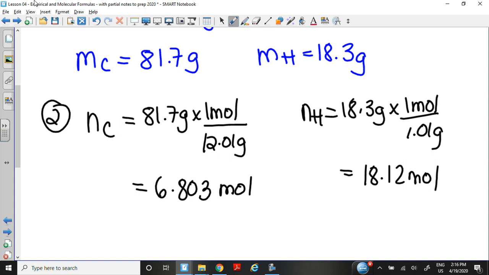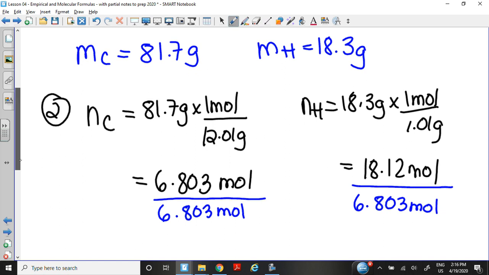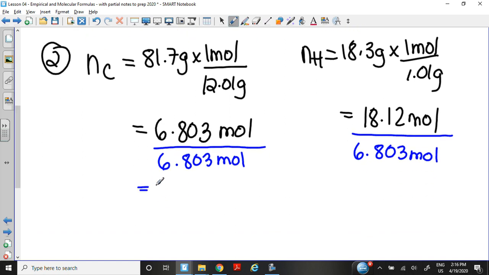Now what we're going to do next is divide by the smallest number of moles, and you'll see this is where things change. So, the smallest out of the two is 6.803. So let's divide both by 6.803. When you do that, the first number should be a little bit more obvious. This is 1. When we look at the next number, though, you get approximately 2.66. Is that closer to a whole number?